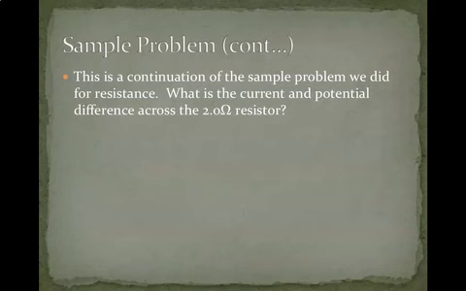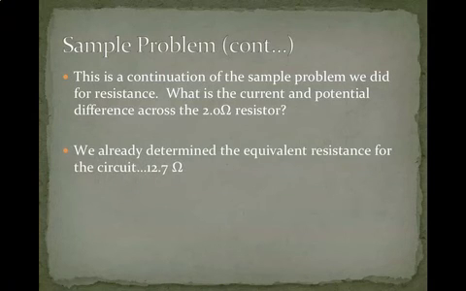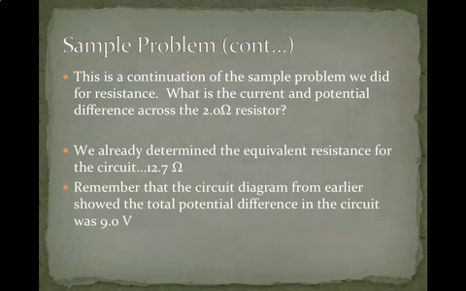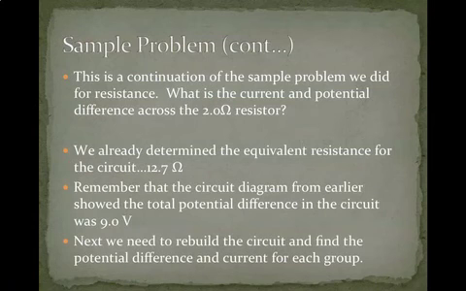So we're going to continue the problem we just did. The question is going to be, what is the current and potential difference across the 2 ohm resistor? The first step is to go through all the steps to find the equivalent resistance, which we just did, and that's 12.7 ohms. If you'll remember, on the circuit diagram we made the battery have a value of 9 volts, and so we're going to have to rebuild the circuit, basically do what we just did backwards.